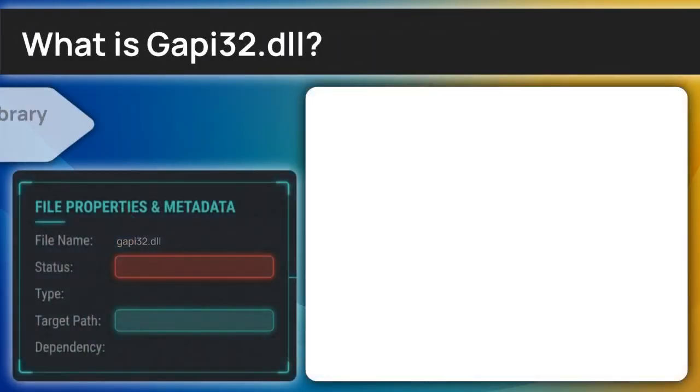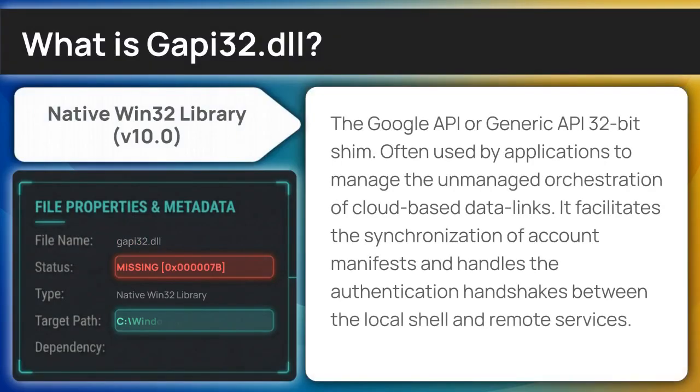This is the gapi32, the Google API or generic API 32-bit shim, often used by applications to manage the unmanaged orchestration of cloud-based data links. It facilitates the synchronization of account manifests and handles the authentication handshakes between the local shell and remote services.